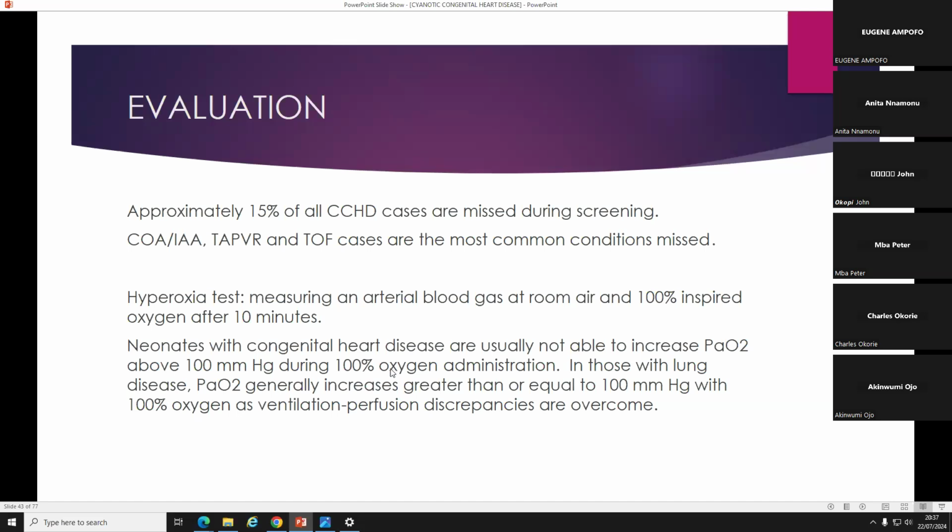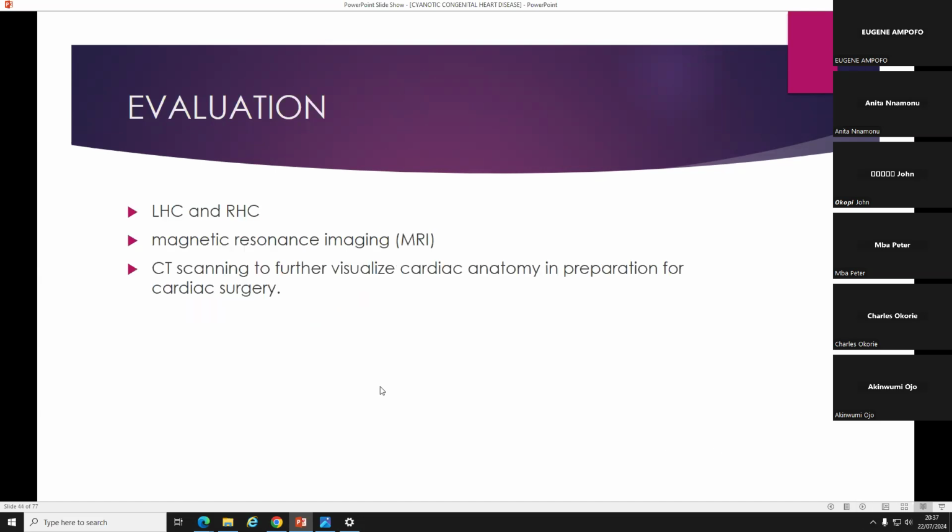However, in those who have lung parenchymal disease, it's a differential. They can also present with cyanosis. They can increase their oxygen saturation if you increase the percentage of inspired oxygen. This is because they overcome their ventilation perfusion discrepancies, basically. So this is one way that you can use to differentiate with the hyperoxia test.